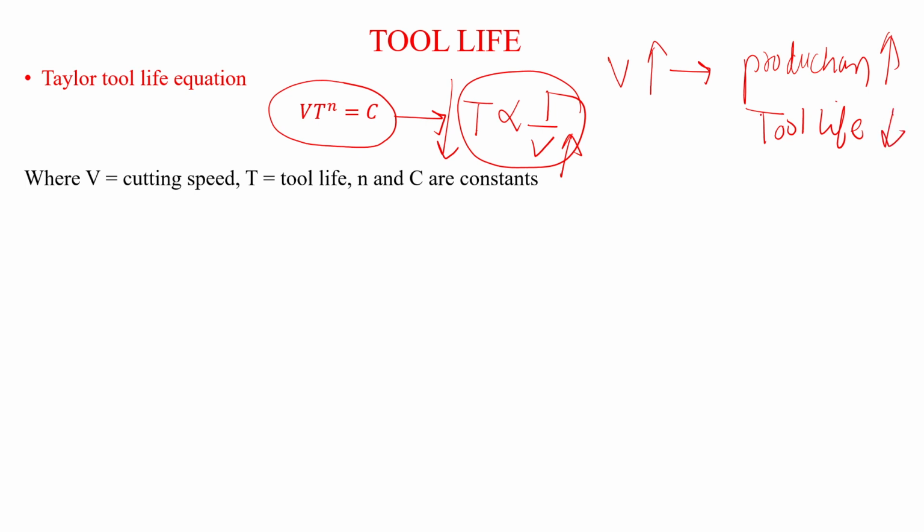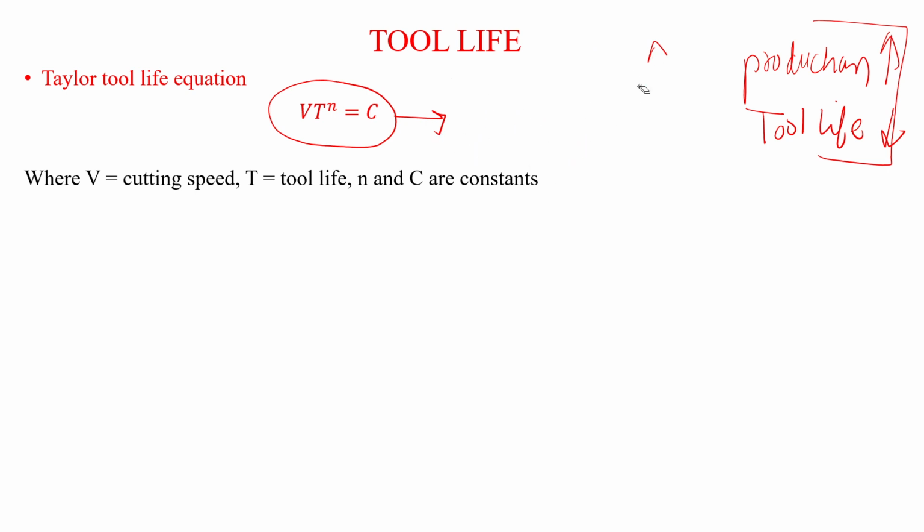So therefore we need to find a very optimum V, so that we can maintain a good tool life, which we will see in the later section. What is the optimum amount of V to be obtained? Okay, fine.